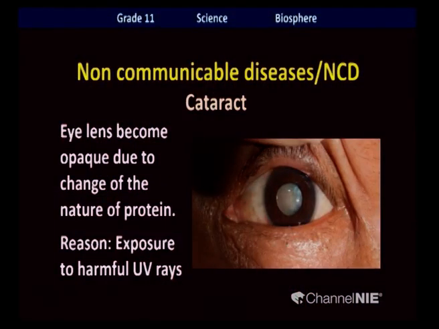Next one, cataract of the eyes. Sometimes in Sinhala we call it ahesuda. So due to the exposure to harmful UV rays, you can get cataract. That's why we should not directly look at the sun. That's why we should not directly look at the solar eclipse, because these harmful UV rays released from the sun can damage the eye lens. Then the eye lens becomes opaque, and light rays cannot penetrate through this eye lens.